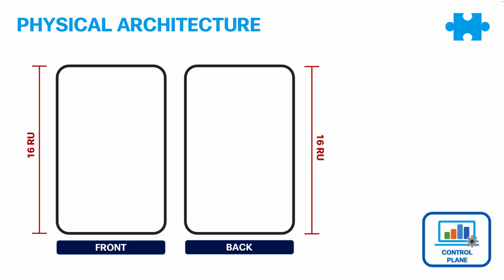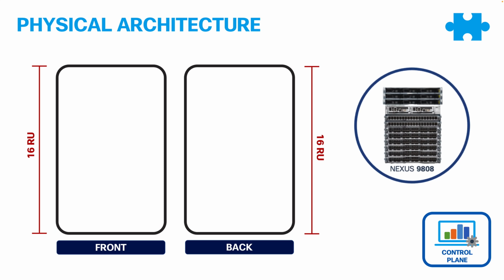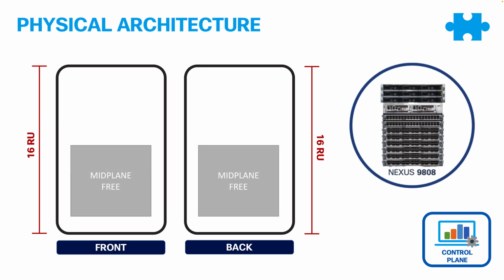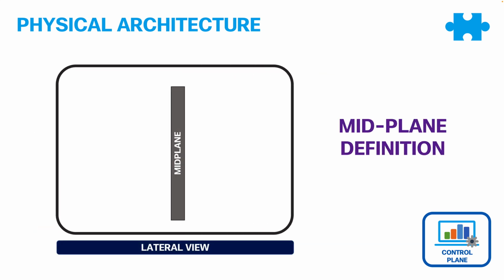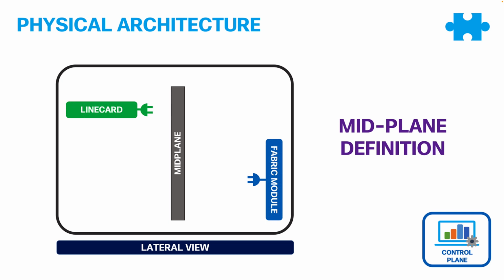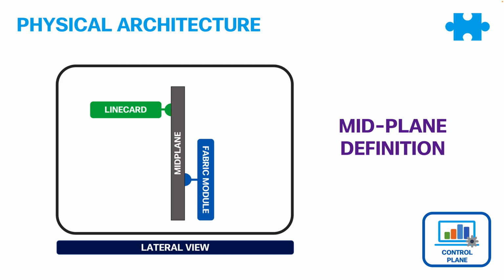One of the main characteristics of the Nexus 9800 is that it is mid-plane free. What does it mean? To answer that, let's start by defining what a mid-plane is. A mid-plane is commonly used in modular platforms to provide connectivity between line cards and fabric modules. This represents an extra piece of hardware inside the switch chassis, which obstructs the cooling airflow and could also represent a single point of failure. If you bend a pin on the mid-plane, the entire switch must be taken out of service and disassembled to replace that mid-plane.